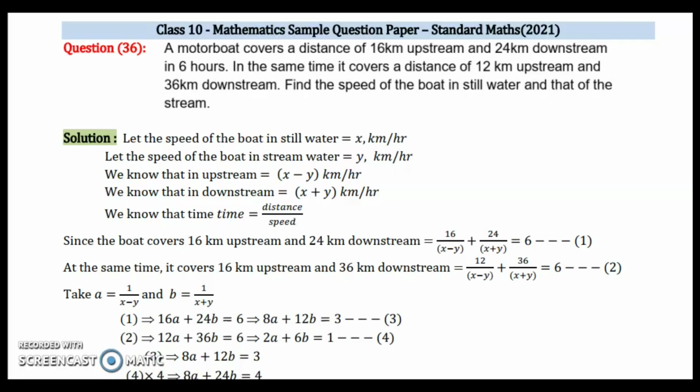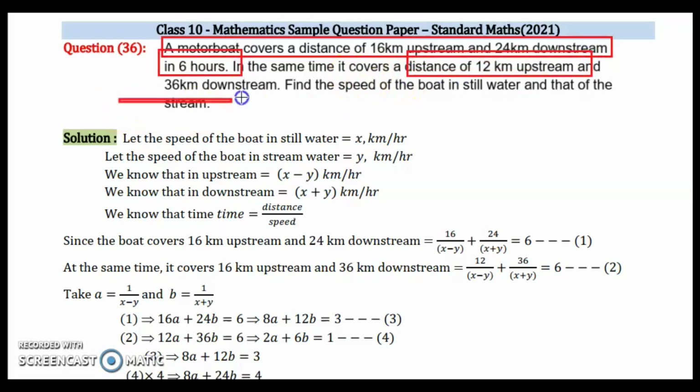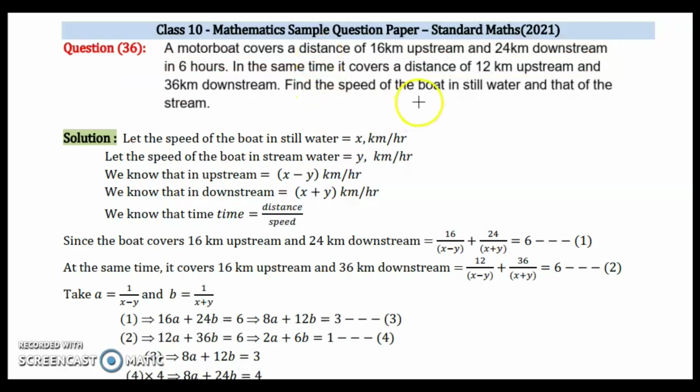Okay, now let us go to the last problem. A motorboat covers a distance of 16 km upstream and 24 km downstream in 6 hours. At the same time, it covers a distance of 12 km upstream and 36 km downstream. Find the speed of the boat in still water and that of the stream. This is a famous problem. Usually everybody knows about this.